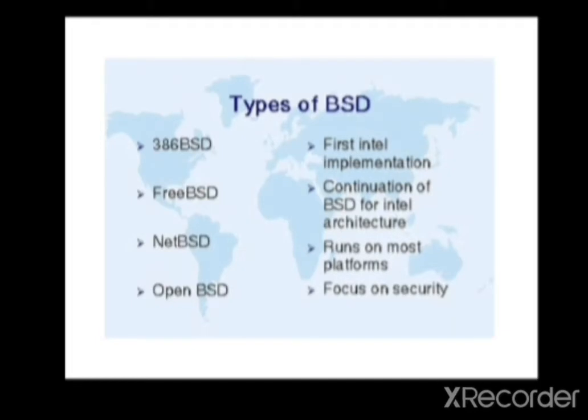Now we will see the types of BSD. 386BSD is the first Intel implementation. The second type is FreeBSD. It is a continuation of BSD for Intel architecture. The third type is NetBSD. It runs on most platforms. And the last type is OpenBSD. It is focused on security.